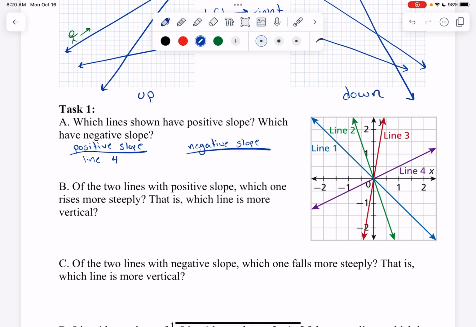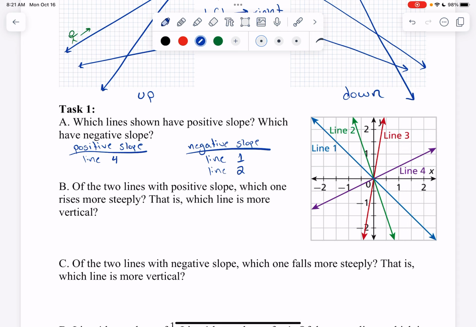Line 4 to me was the obvious one, going up. Now let's look at line 1, here in blue. Again, we read from left to right, so if there's a little man on here, he's going to be walking down. So line 1 has a negative slope. Line 2, right there in green: is that down or is that up? Again, think of a little man on the far left side. He would be going down, very steeply down, but he'd be going down. So line 2 also has a negative slope.